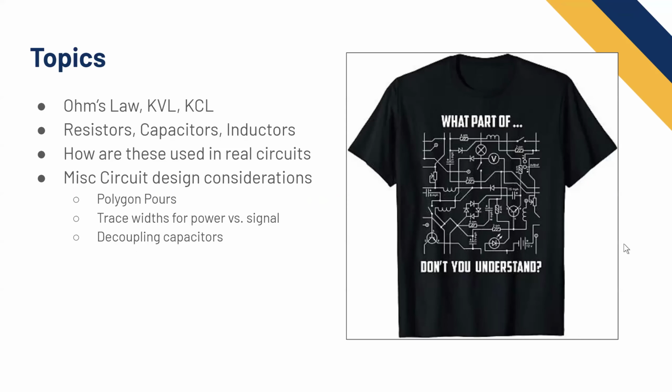So, what topics are we going to be talking about? Ohm's law, KVL, KCL. That's going to be the first thing. If you don't know what those mean, we'll go through it in a second. Then we're going to be talking about the main three circuit components, which are resistors, capacitors, and inductors. What are those? How are they created? And what do they do? And how they're used in real circuits.